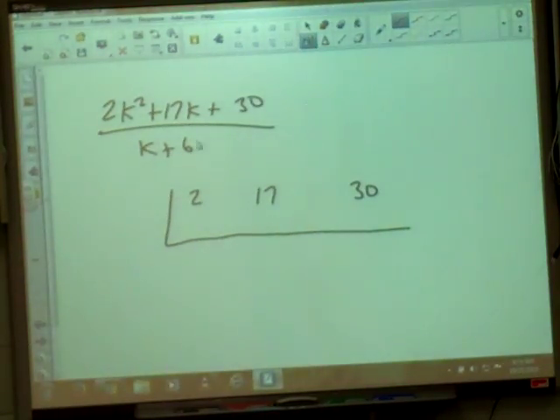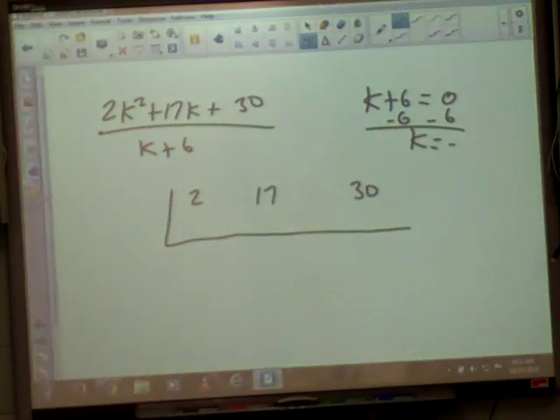Now here's where people mess up. What do you put outside the box? You got to take that K plus 6 that you're dividing by. That's a factor. So you set that equal to 0 and solve. It's a negative 6 that goes outside your box.